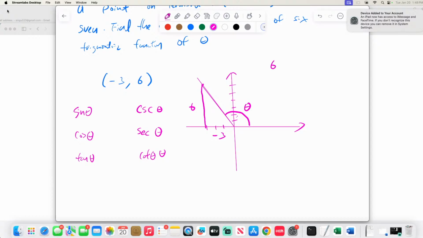So it'll be 6 squared plus -3 squared equal to c squared, right?